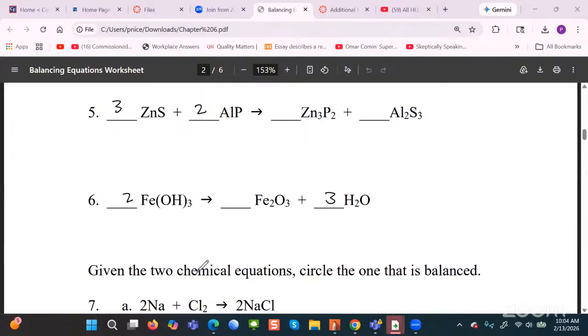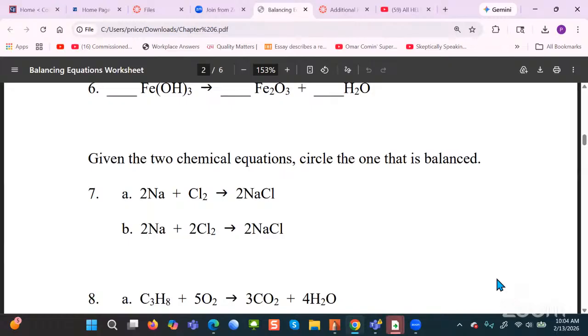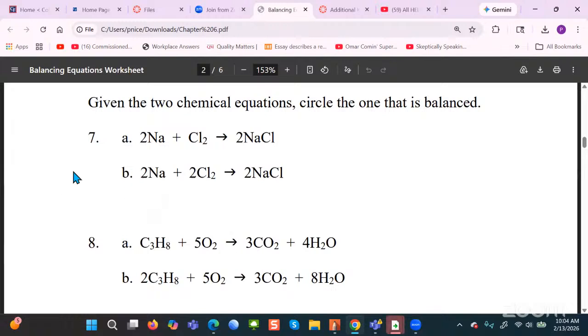Okay, let me clear this. Scroll down. Okay, so in this part, you're given two equations, and you're asked to circle the equation that is balanced. All right. So let me hear what you guys have to say about this one. You're going to compare the two equations and say which one is balanced.